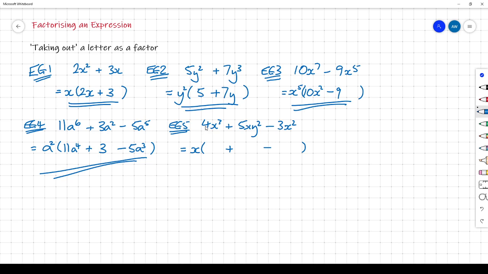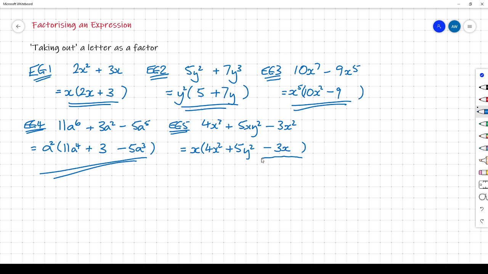Okay, x times what will give me 4x cubed? x times 4x squared. And x times what will give me 5xy squared? Well, I've taken the x out, so I need to put the y squared there. So x times 5y squared is 5xy squared. Does that make sense? And x times what gives me 3x squared? Well, x times 3x will give me 3x squared.